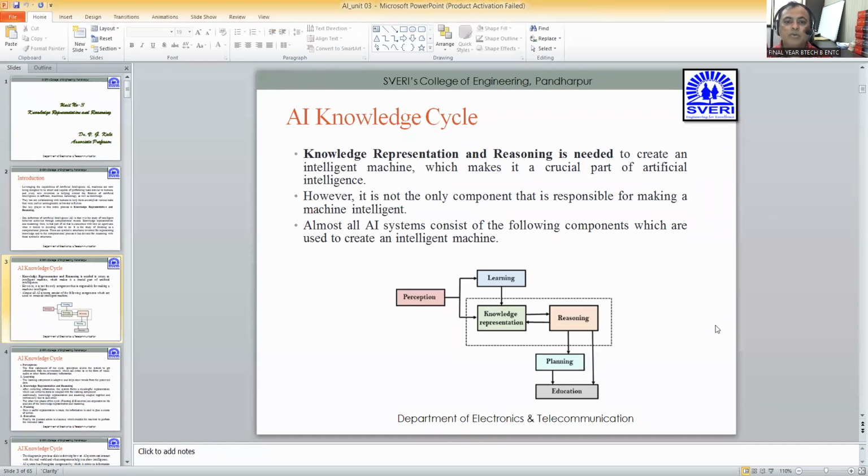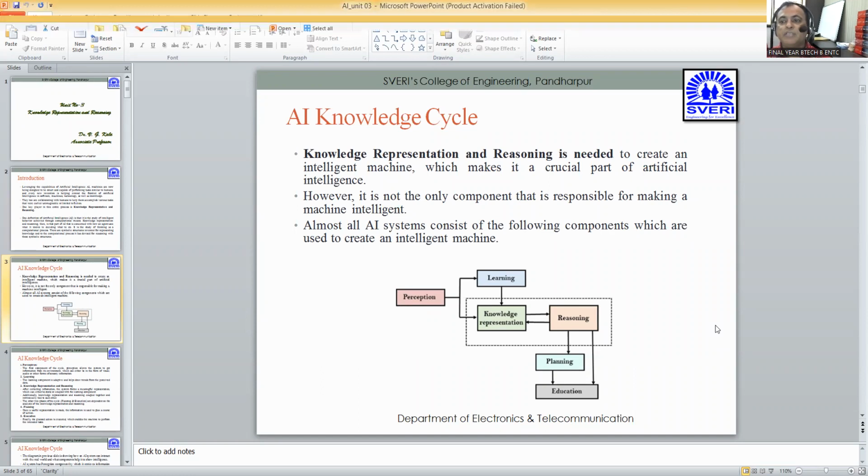However, it is not the only component that is responsible for making machine intelligence. Obviously, it is not the complete thing that is required. Beyond that, there are different things which will make it intelligent. But yes, it is one of the most important parts as far as machine intelligence is concerned.